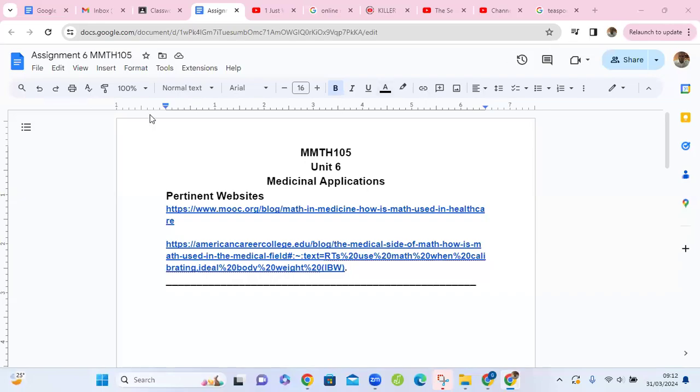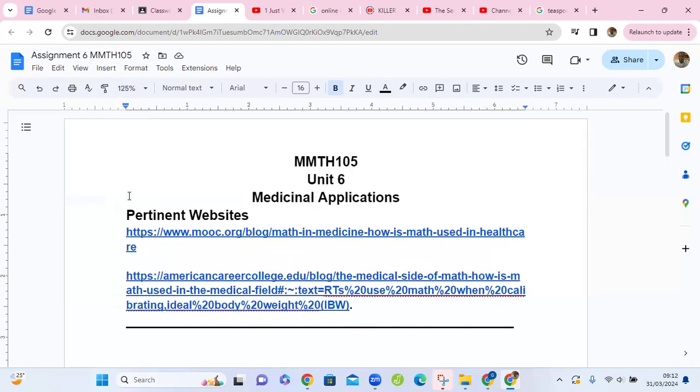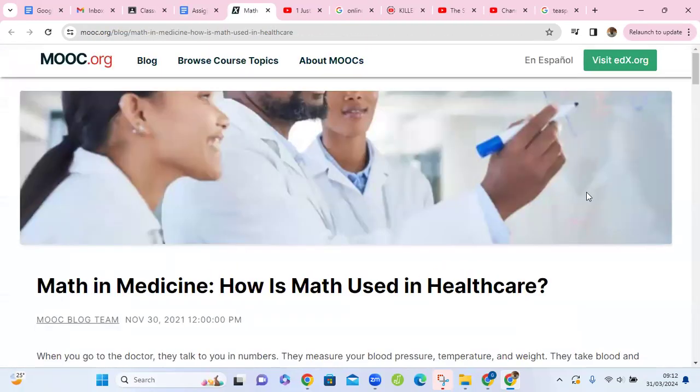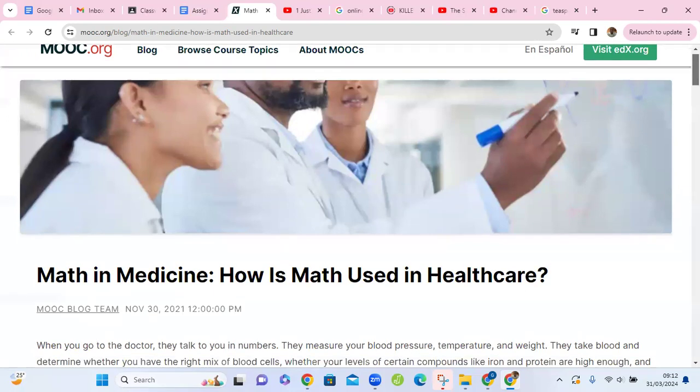Here we will be discussing medical applications for Medical Mathematics 105, Unit 6. Here are some pertinent websites. Let's take a look at what they have to offer. This first one says Math in Medicine. How is math used in healthcare?